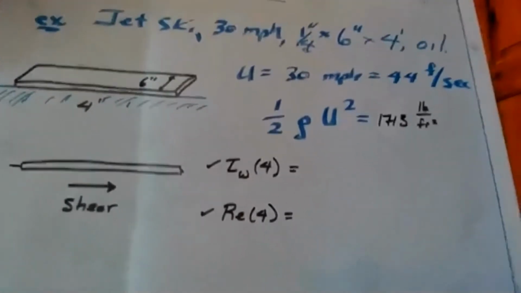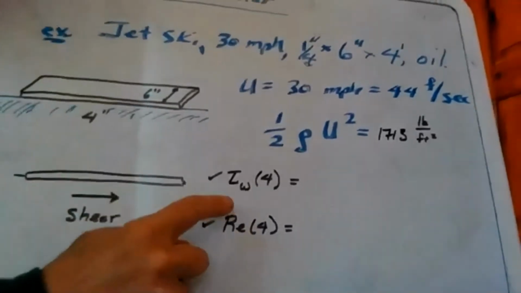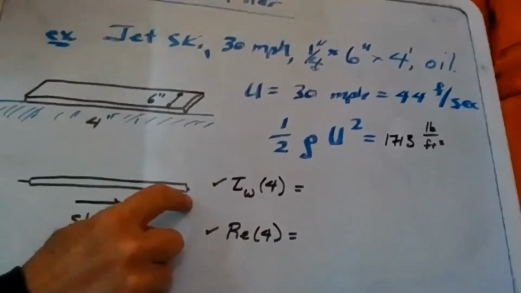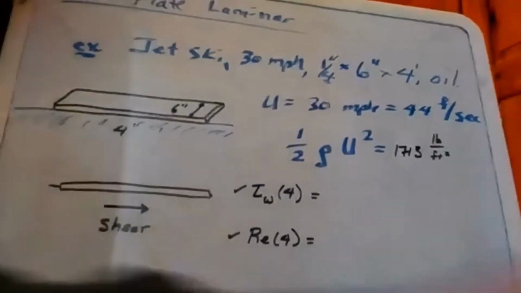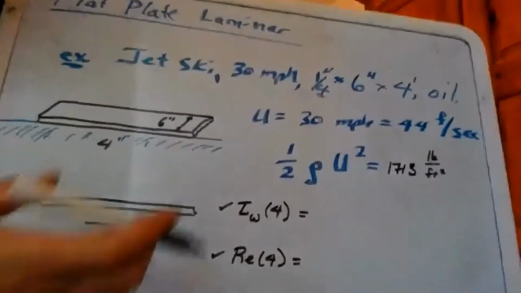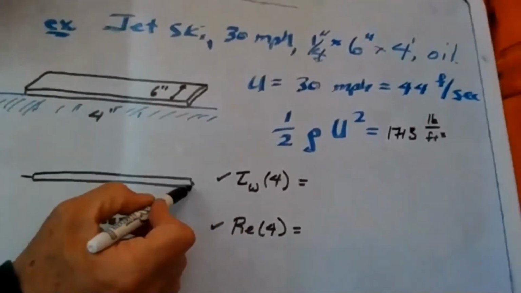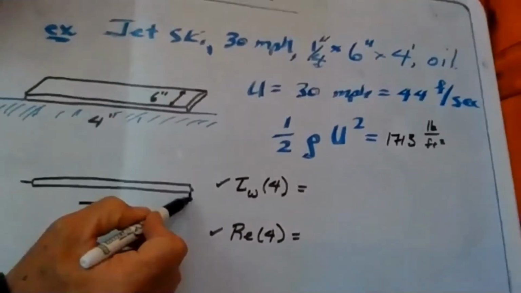All right, and so what I'd like you to do is pause for a second and get the wall shear just at the end here. So this would stand for the wall shear at 4 feet down. So that would be right there like that. What is that wall shear there?